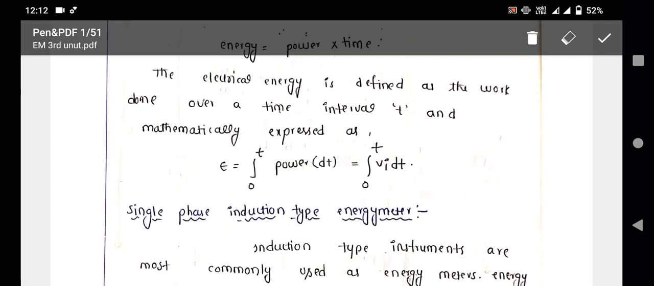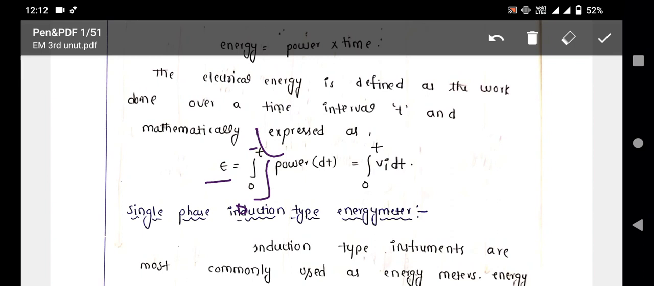How to measure the electrical energy? What is meant by energy? Energy is the integral from 0 to t of power into dt. That is the power consumed over a period of time from 0 to time t. That is known as the electrical energy consumed.